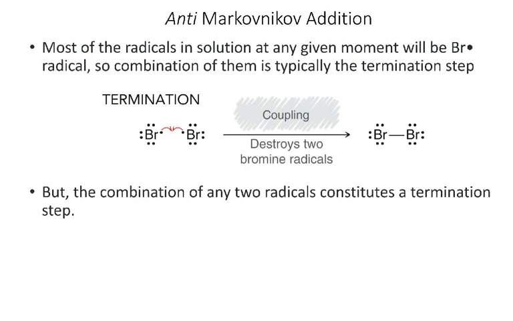So the most common radical in the solution at any given point in the reaction is going to be Br radicals. So the most common termination step would be the coupling of two bromine radicals, but of course the combination of any two radicals would be a termination step.